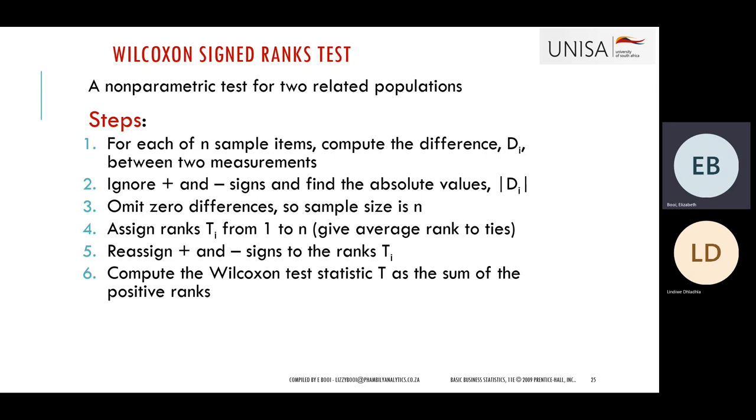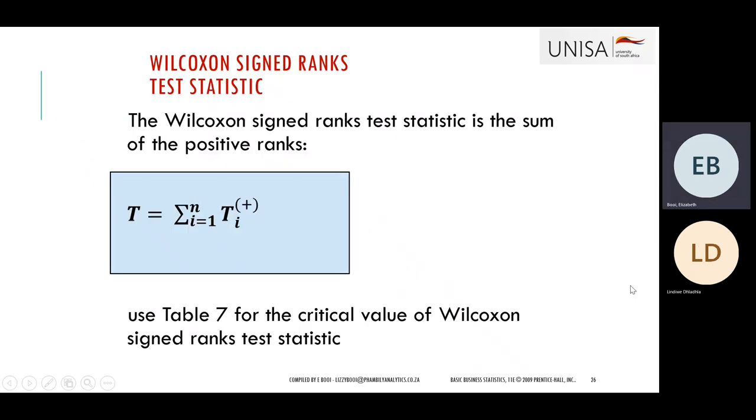Then we need to reassign back the sign, the plus and the minus, so that we can calculate or find the signed rank sum. And after that, we can compute the Wilcoxon test statistic, which will be our T, as the sum of the positive ranks. So let's look at that example. What we're going to be doing in terms of calculating the test statistic, or what we call the Wilcoxon signed rank test statistic, which is the sum of only the positive ranks. So it means we're going to add all the positive ranks together.